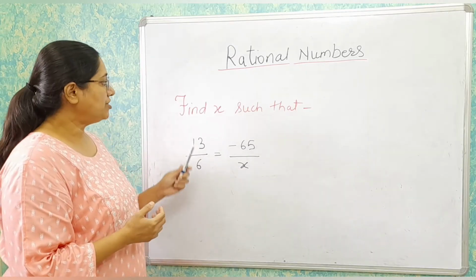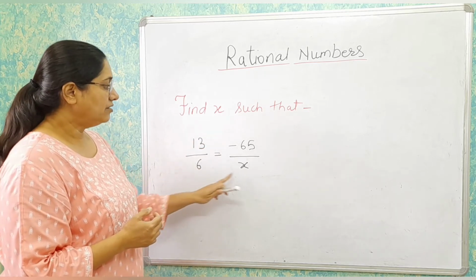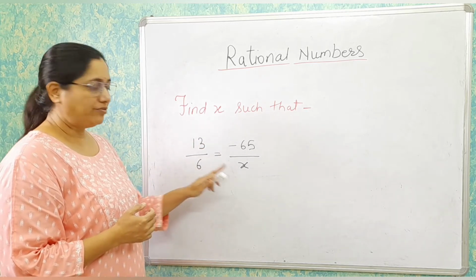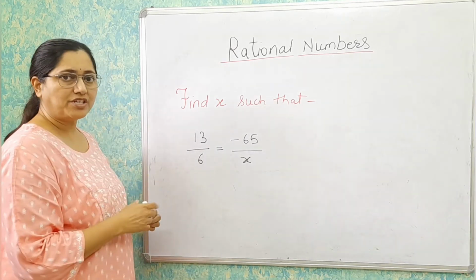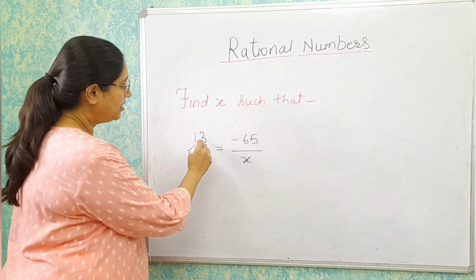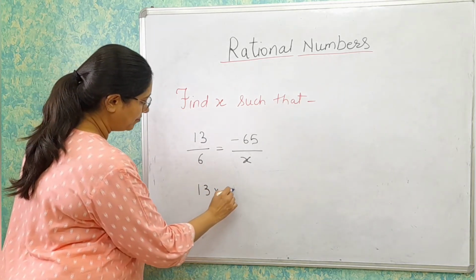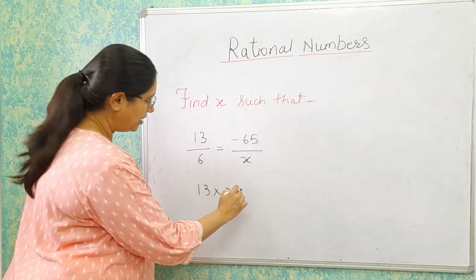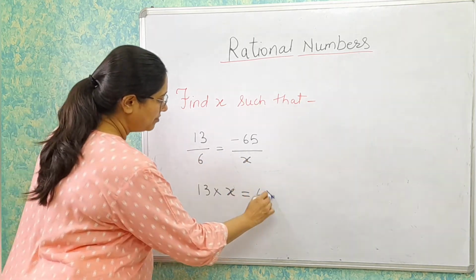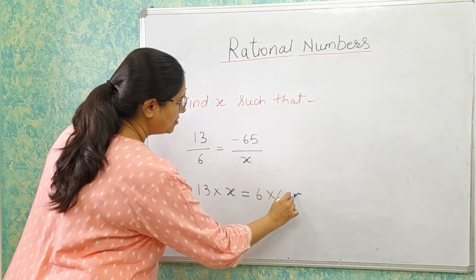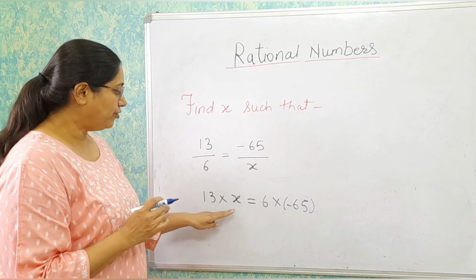In our next question, we have to find out the value of x. See, these are two rational numbers and we have to find out this missing number. So first I will cross multiply them. 13 multiplied by x. Then I will put an equal sign. Now I will cross multiply 6 with minus 65. Now we have to find out the value of x.